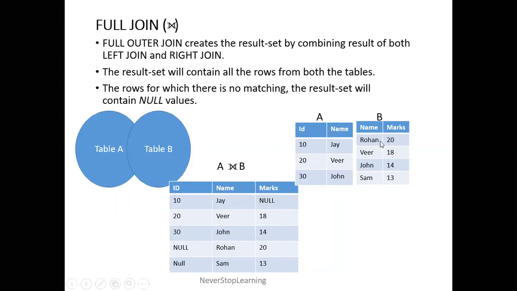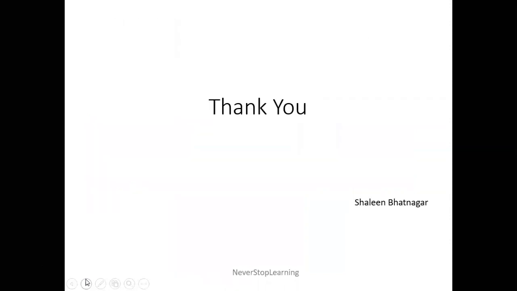Now from table B, if we check Rohan. Rohan is present in table B but not present in table A. So Rohan with his marks 20, it's coming, but in ID we are getting null. Sam is also the same case. It is present in table B, so name and marks are coming, and in ID we are placing null. But if you can see here, we are not getting any information loss. So this was outer join.